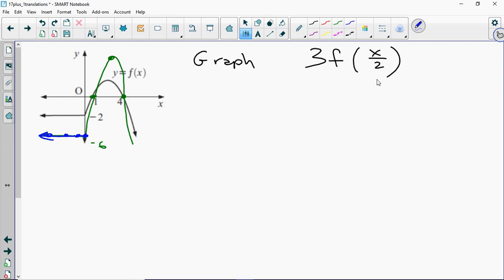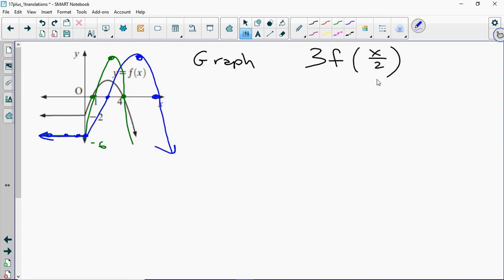Now the rest of this thing, the point that had the x value of 1 is going to change to 2. And the point that had the x value of 4 is going to change to 8. And the point that looked like maybe 2.5 or so, just halfway between 1 and 4, I'm just estimating, is going to get moved 2 times as far away, so it's probably going to be somewhere around here. And this is my new graph, and that is the graph of 3 times f of x over 2.